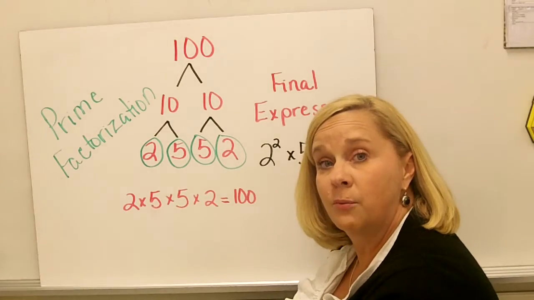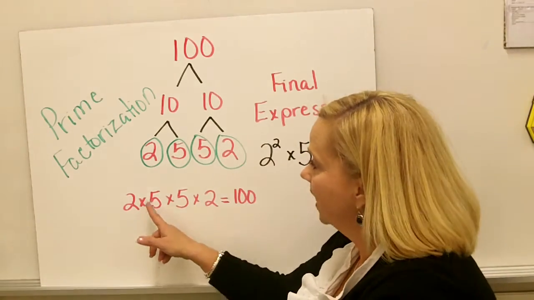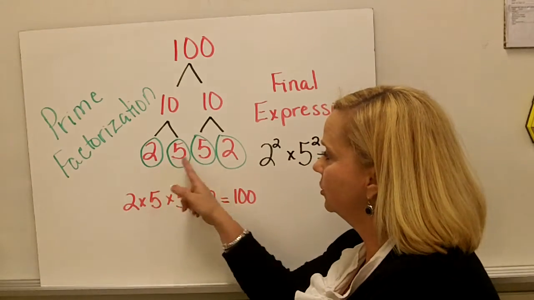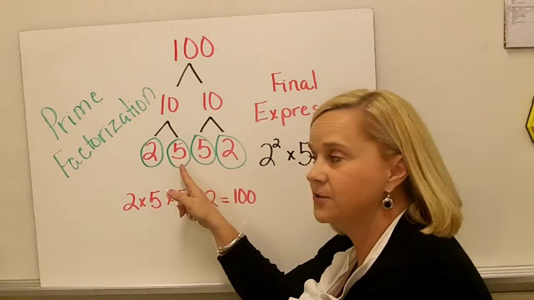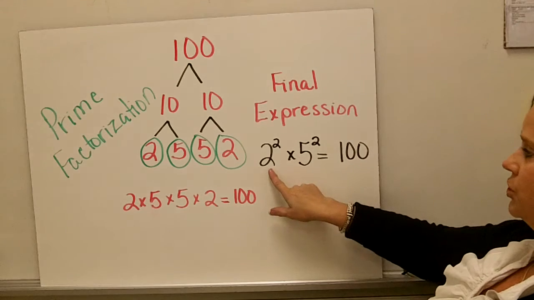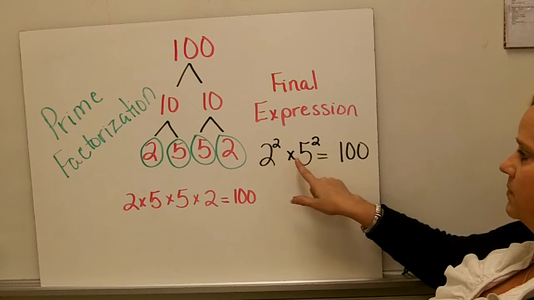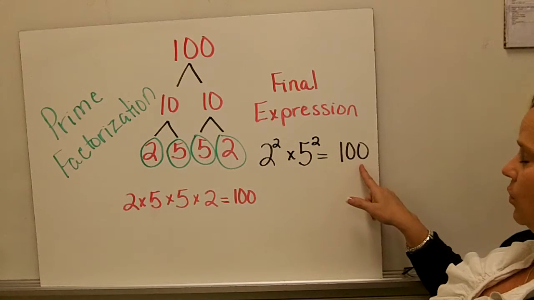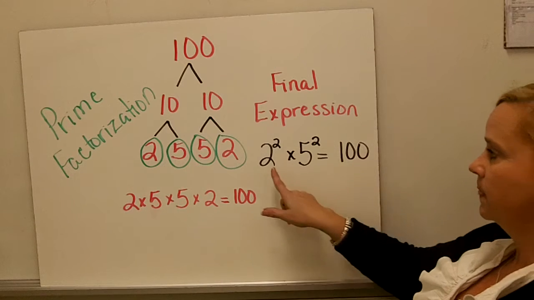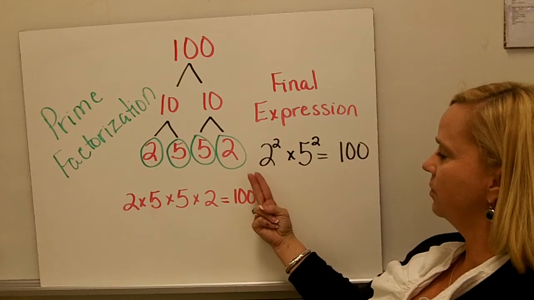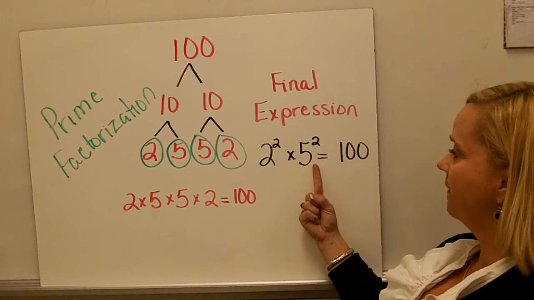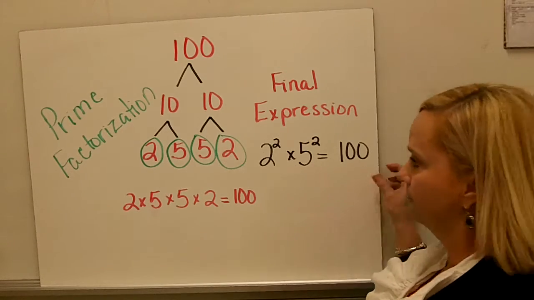But there's a shorter way to write it using exponents. If you notice, I have 2 listed 2 times, and I have 5 listed 2 times. So I can use 2 to the second power times 5 to the second power, which equals 100. This means 2 times 2 times 5 times 5.